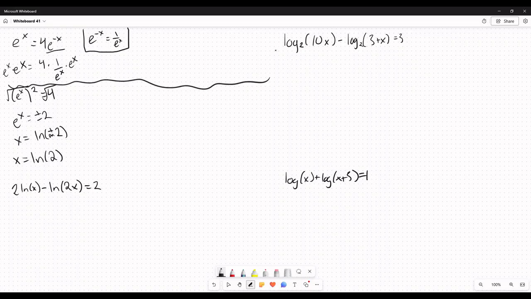There's another way you could do this that still uses this same start, but instead of writing this as e to the x squared, I'm going to write this as e to the x times e to the x. I have a rule that says that e to the x times e to the y equals e to the x plus y. So that tells me that e to the x times e to the x is going to be e to the 2x equals 4.